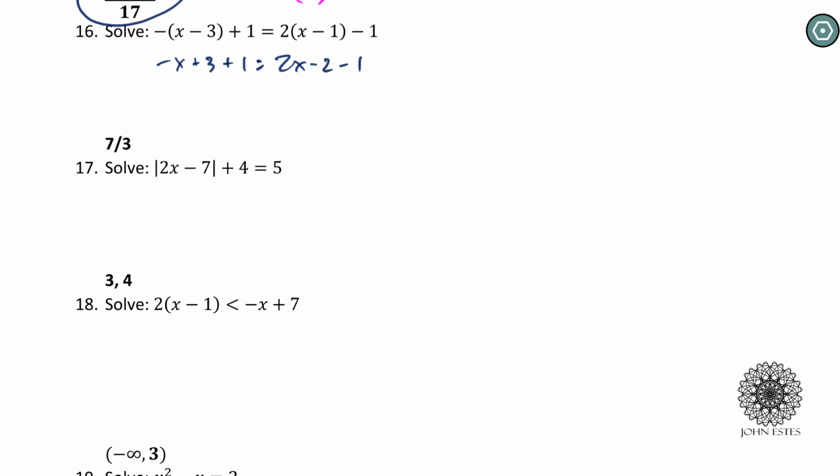And now I need to get all my x's on one side and everything else on the other. So I'm going to move my x's onto the right-hand side. So I add x to both sides, it gives me 3x.